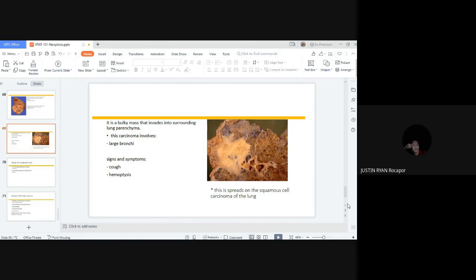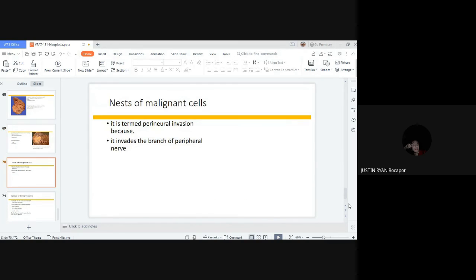Another carcinoma that invades into surrounding lung parenchyma. The image that you can see is an example of spread of the squamous cell carcinoma of the lung. Next is the nest of malignant cells. It is termed perineural invasion because it invades the branch of a peripheral nerve.